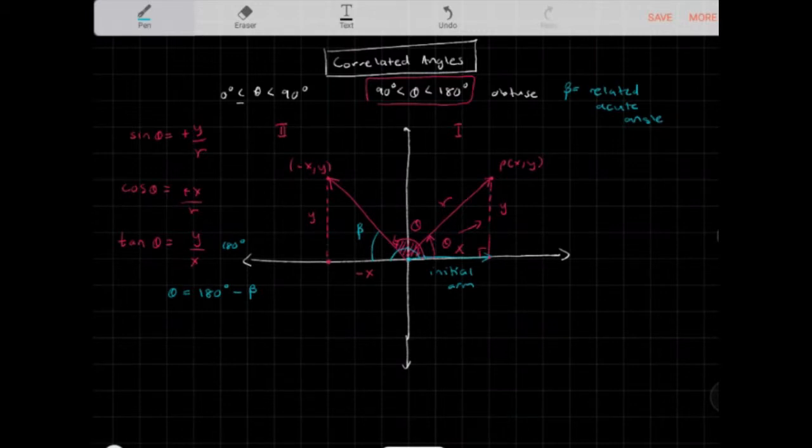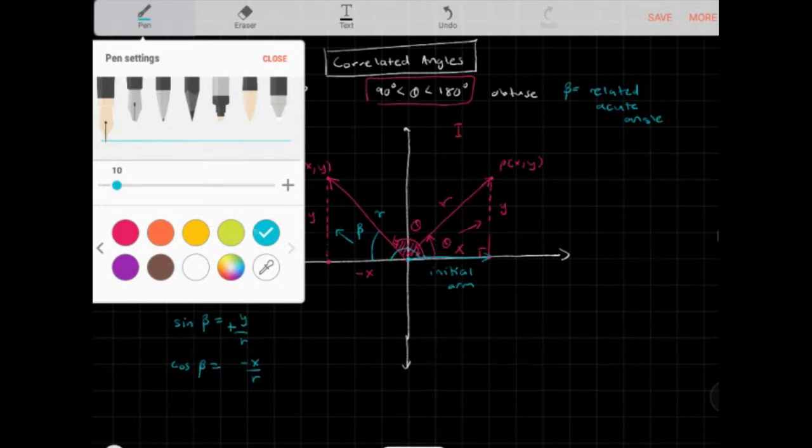Let's take a look at the trig ratios for beta. Let's start with the sine ratio of beta. The radius is still out here, it's the length of the terminal arm. So sine beta is the opposite side over the hypotenuse. It's basically y over r. You can see that it's the same as sine theta, right? Cosine beta, however, is basically negative x over r.